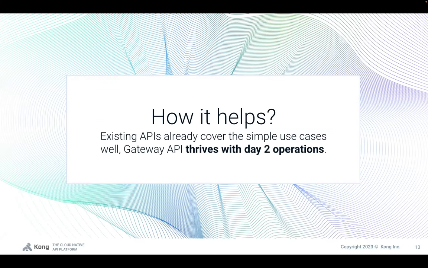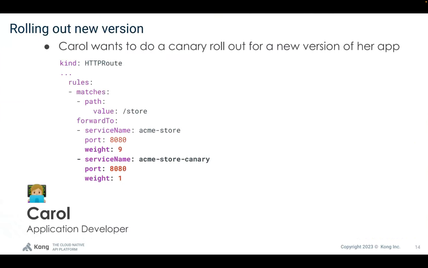So, a simple use case. All good, right? So how does it help? The key thing is day two operations. Imagine you want to roll out a new version of your app. If you don't use an API gateway like Kong, or this kind of logic of a service mesh, typically you need to recreate everything, like create a service, and maybe also recreate an ingress object.